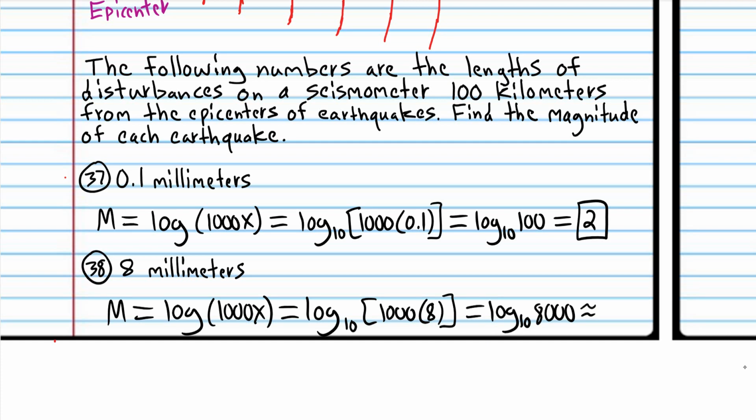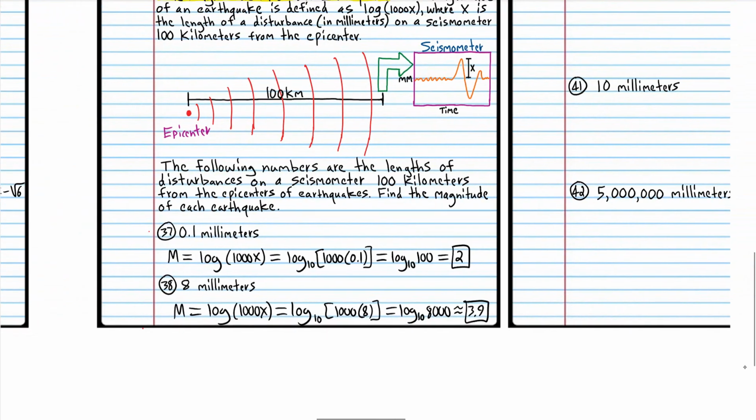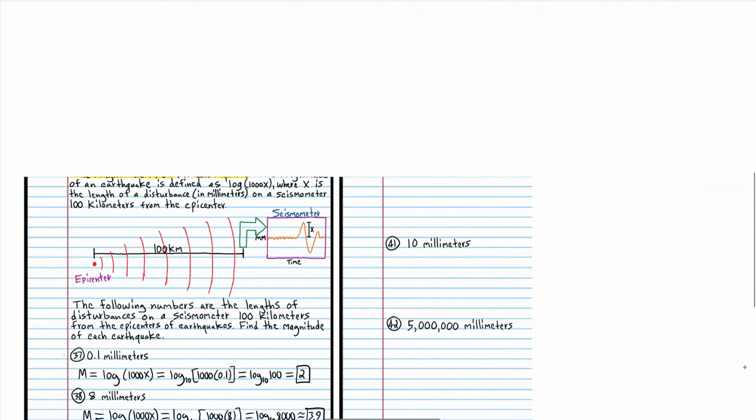So in my calculator, I'm going to enter 8,000 and then push the log base 10 button, and we get 3.9, and I'm just going to round it off. So 3.9 is a bigger earthquake. We have a bigger disturbance, much bigger, on the seismometer, but it's only a 3.9 earthquake, so that's not a very big earthquake. Let's try one more of these.